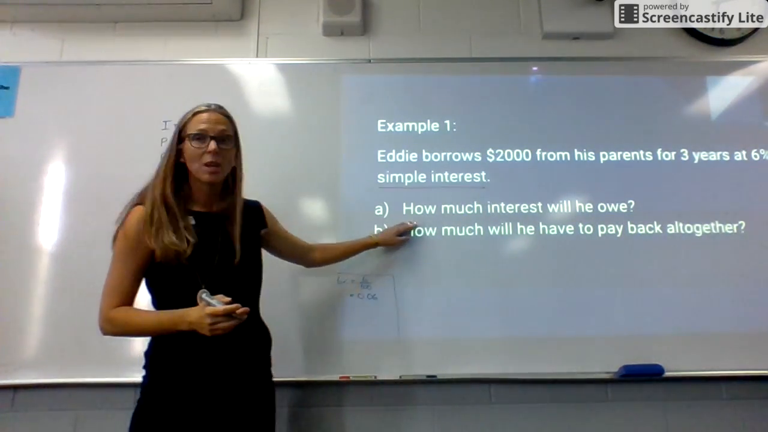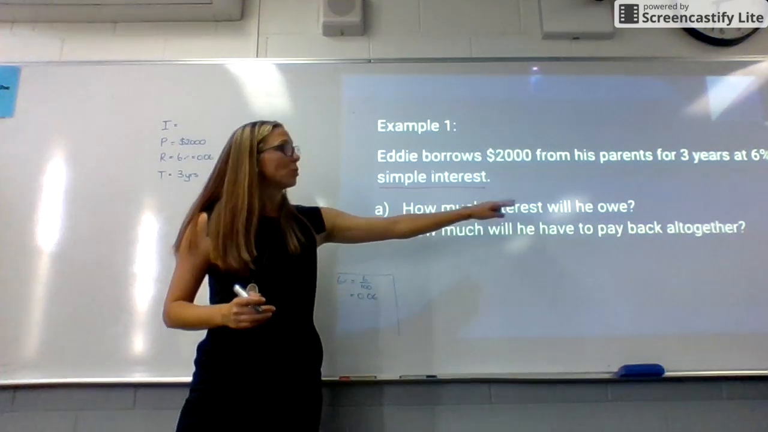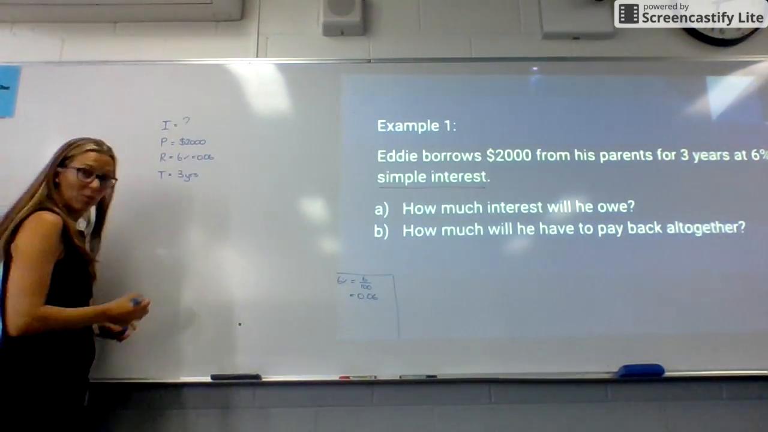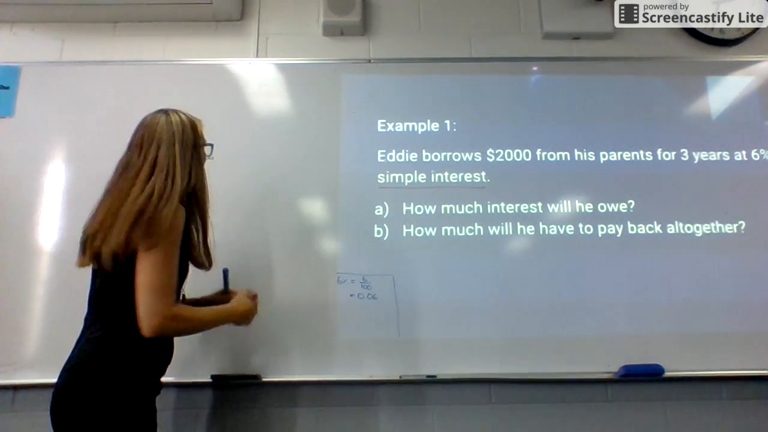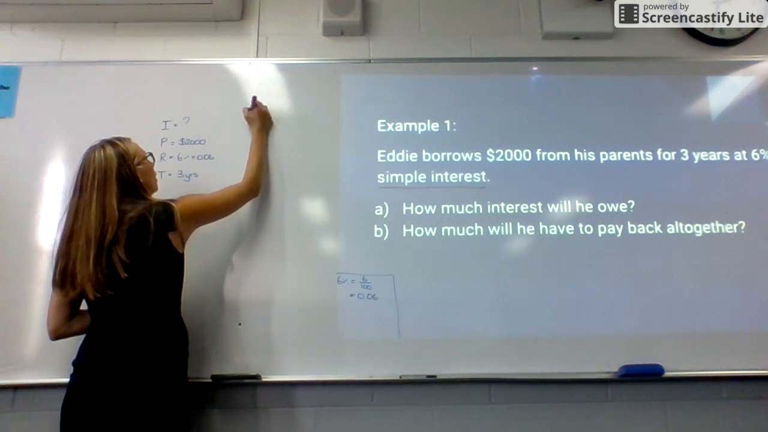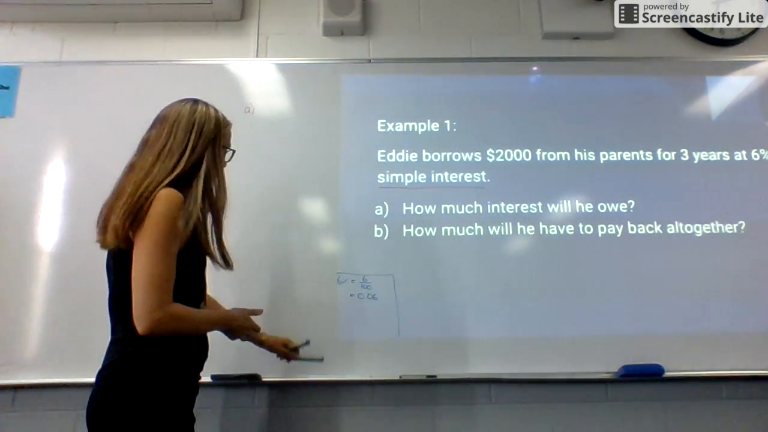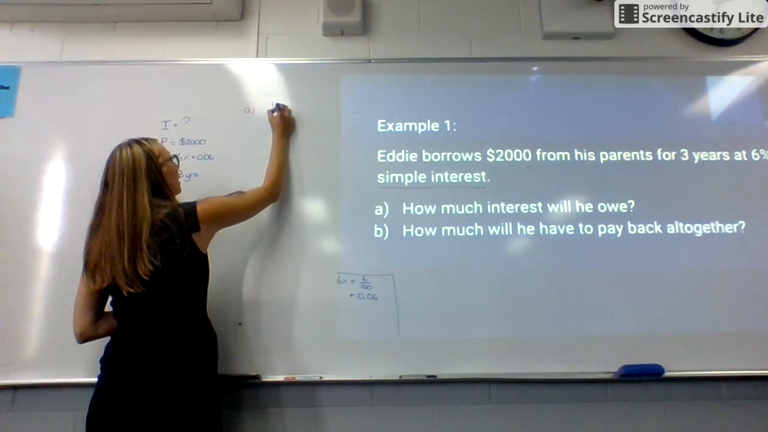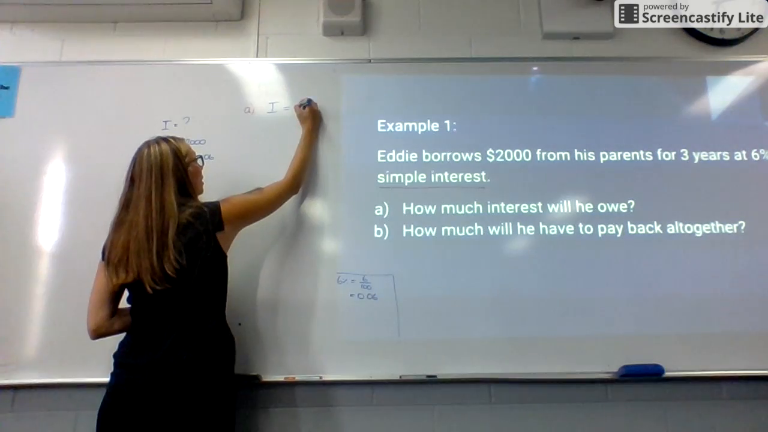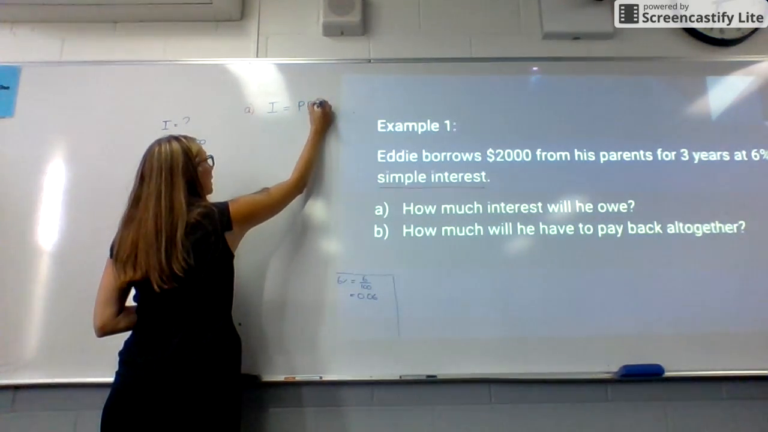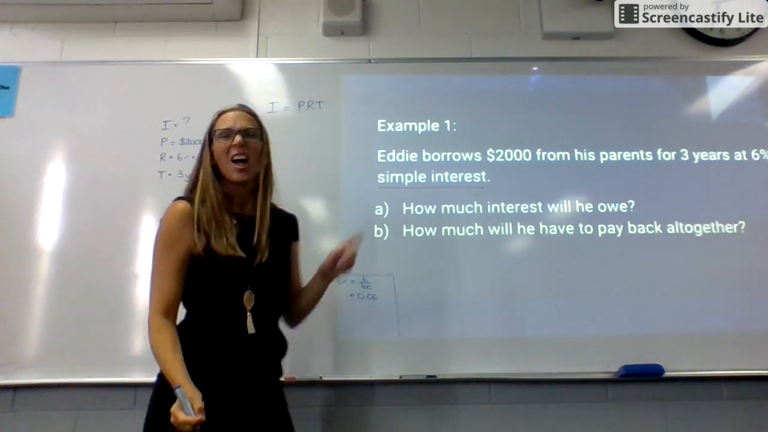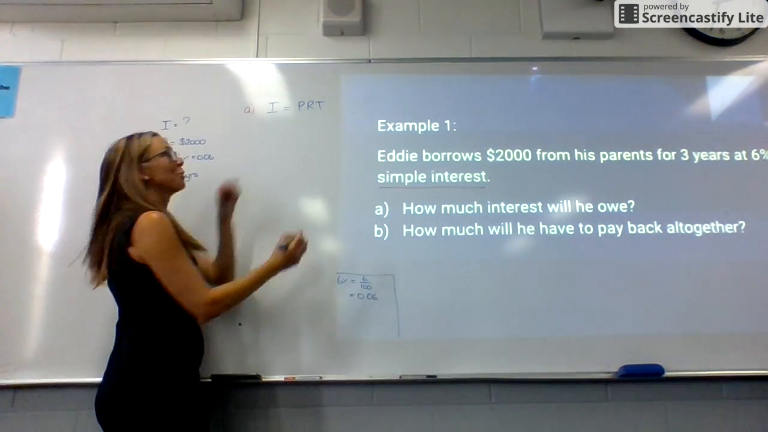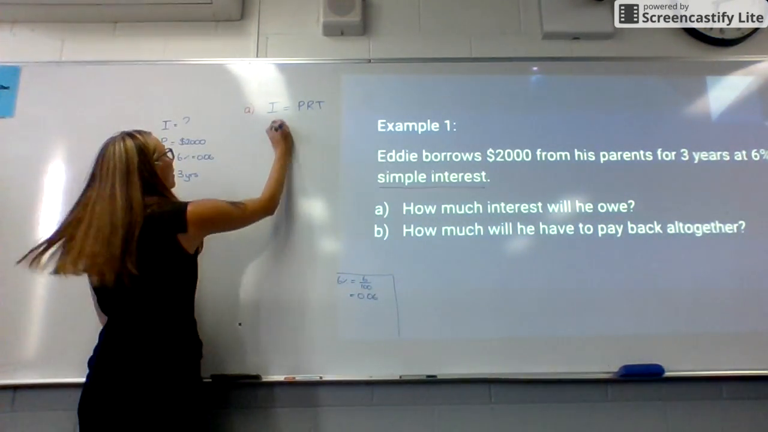Now, question A says, how much interest will he owe? So the thing I don't know is the I. That's what I want to find out. As with all good maths, we start by writing the formula we're using. So interest is equal to PRT. How do I remember that? I like to party.